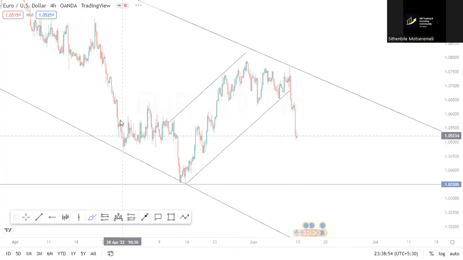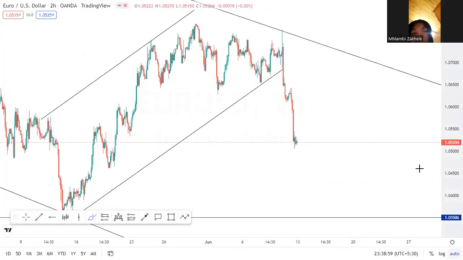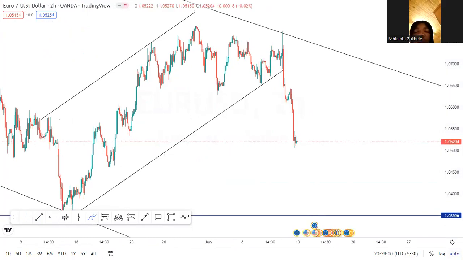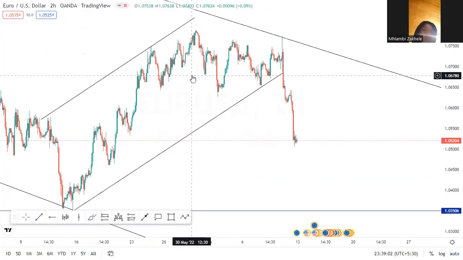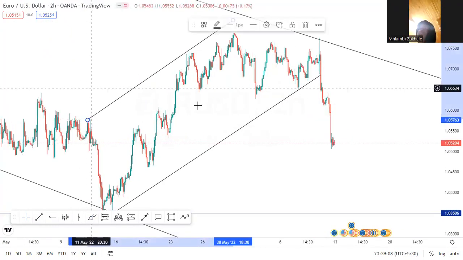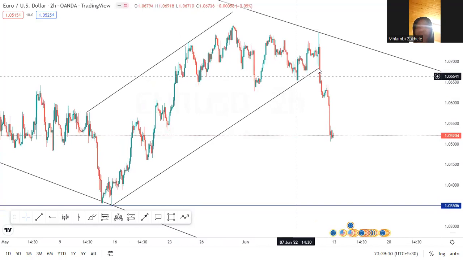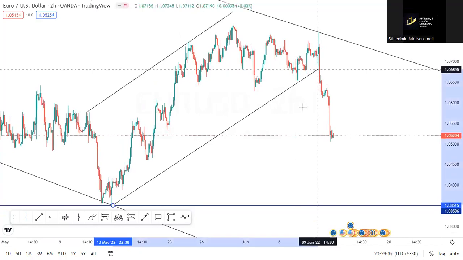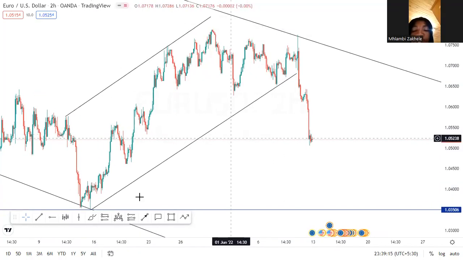Let me go to 2H. You know what I normally do? When we have a setup like this, at least you have to wait for two days, the minimum. Because on Wednesday, start checking. Every day is not a trading day.